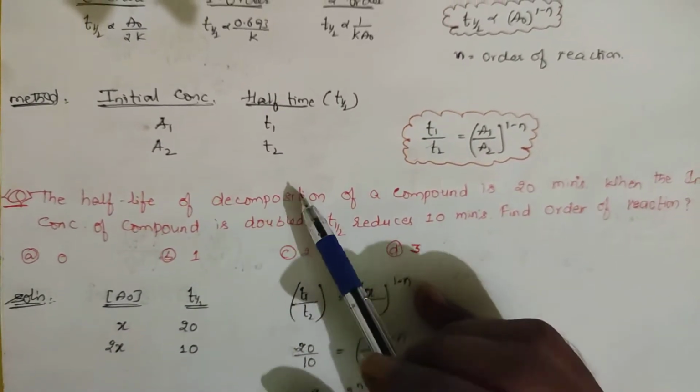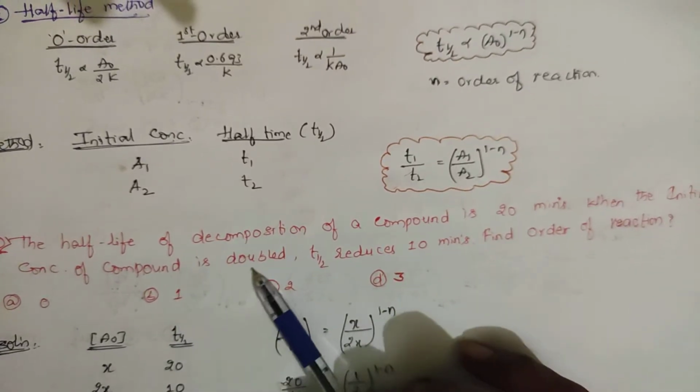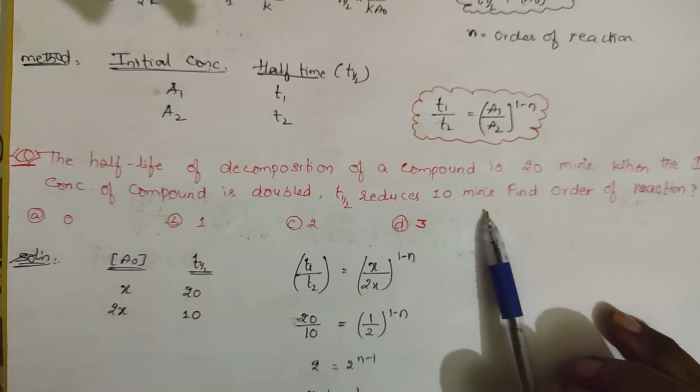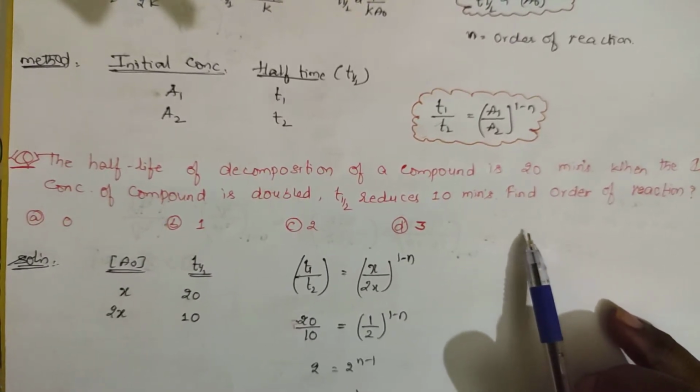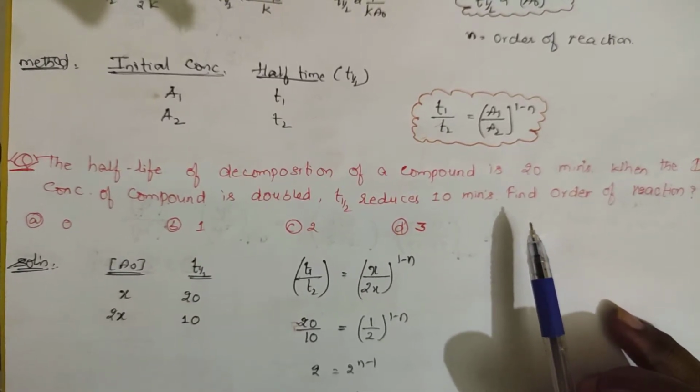The half-life of decomposition of a compound is 20 minutes. When the initial concentration of the compound is doubled, T half reduces to 10 minutes. Find the order of the reaction. So students, pause the video and try to solve this. I am explaining the answer.